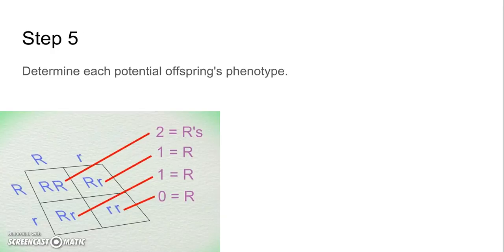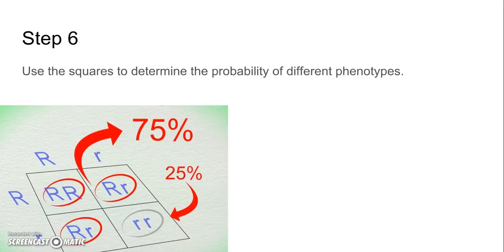Every square, and thus every offspring, is equally likely. In other words, on a 2x2 grid, there is a 1/4 possibility for any of the 4 possibilities. And that's how you determine the probability of different phenotypes.